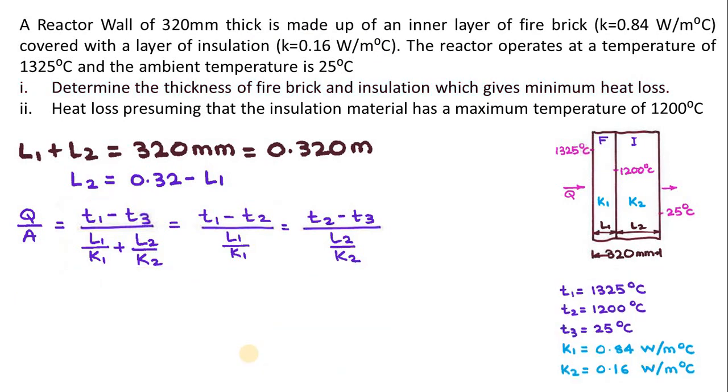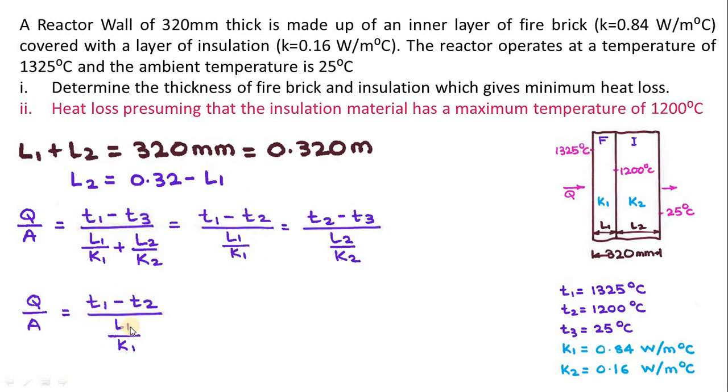Now let's find out the second one: heat loss, that is Q upon A. Now we have the values of L1, L2, T1, T2, T3 and K1 and K2. You can use any formula out of these, this one or this one or this one, and find out the value of Q upon A. Let's find it by using this formula, because it has fewer calculations.